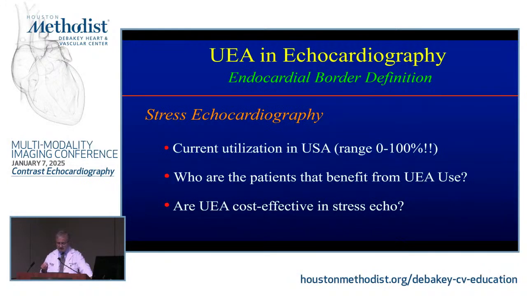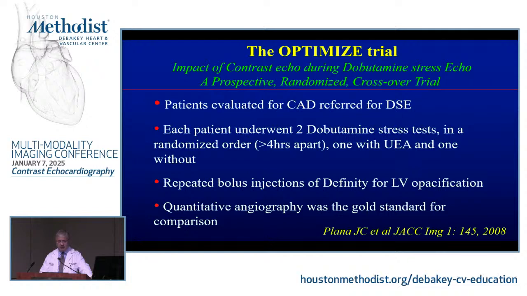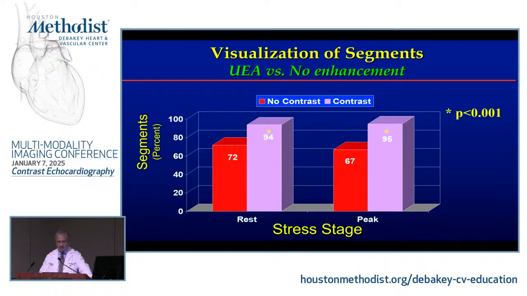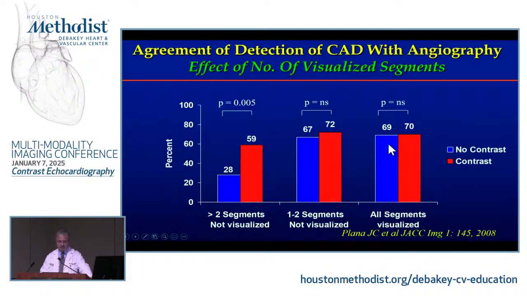Use it judiciously. This is one dataset that I will use, done here when Juan Carlos Plana was a fellow with us. Utilization is all over the place in the country. Who are the people who benefit? We had a good series here, patients who underwent 2 dobutamine echoes, one with contrast and one without, randomized. And this was published almost 20 years ago. The interesting thing is when you use contrast, your visualization at rest and more importantly during stress is enhanced significantly and stays very good. The impact on your diagnostic accuracy is very high.